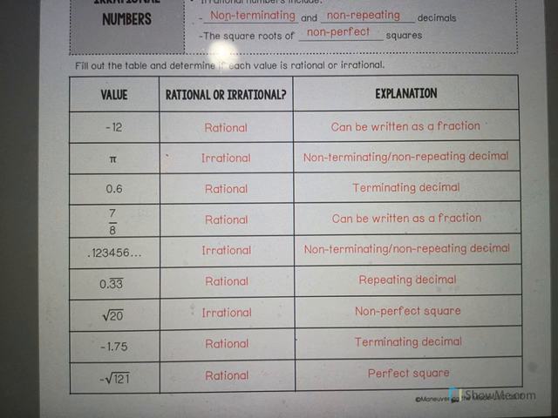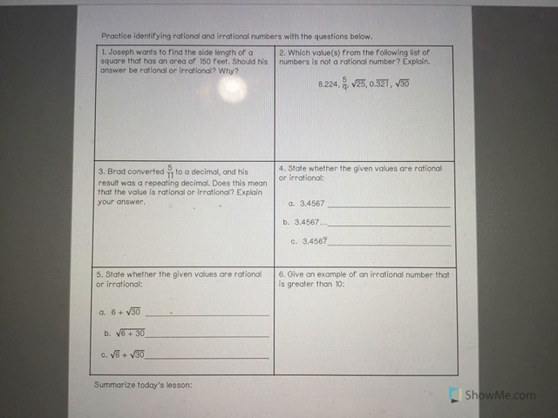You can pause this and write these down so it can help you with your homework. Remember, the square root of 20 is irrational because it's a non-perfect square. If it was the square root of 36, then of course that would be rational. Here's a good example: the negative square root of 121 is negative 11. Perfect square. Not bad, right? Today our homework is this page and your homework page.